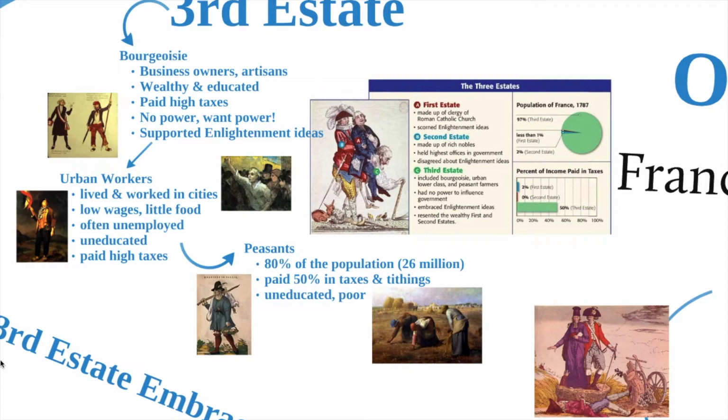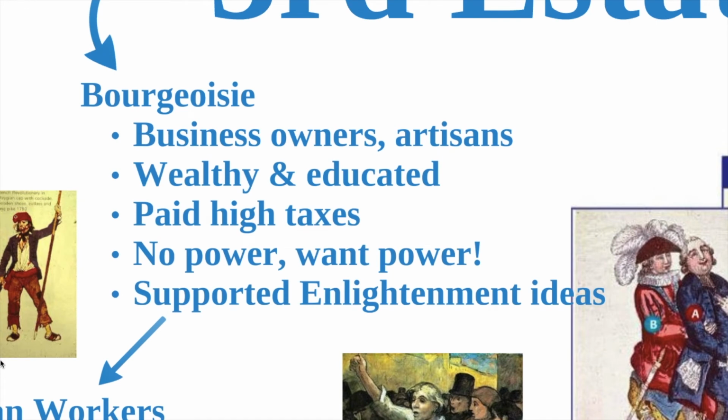So we're going to start at the very top with the bourgeoisie. So the bourgeoisie are people who are business owners, people who are artisans. Most of these people live in the city. They own the shops, they own the stores. We don't really have factories yet.